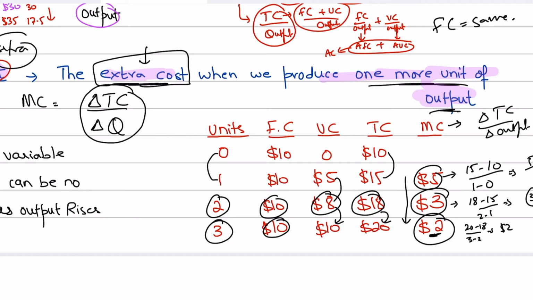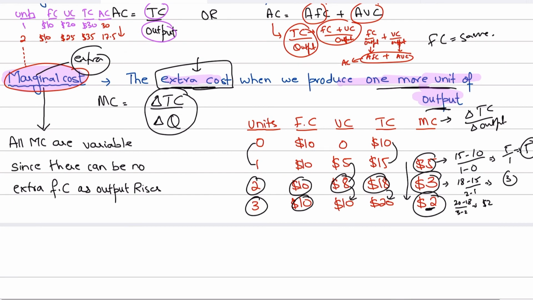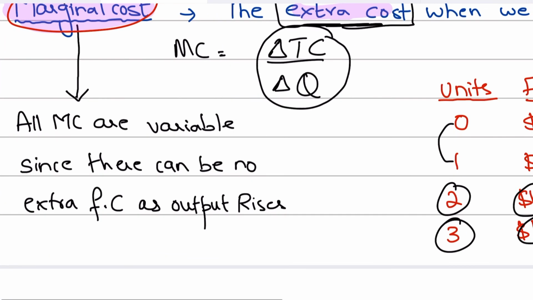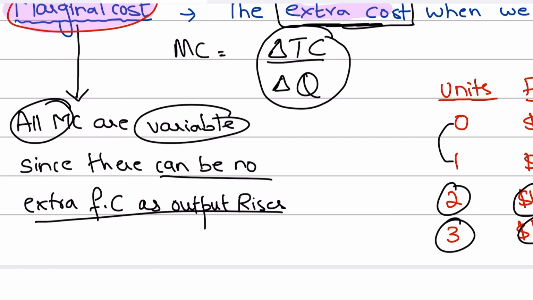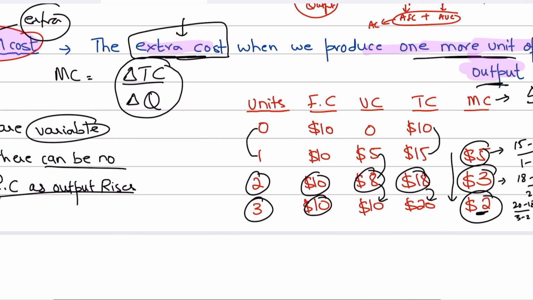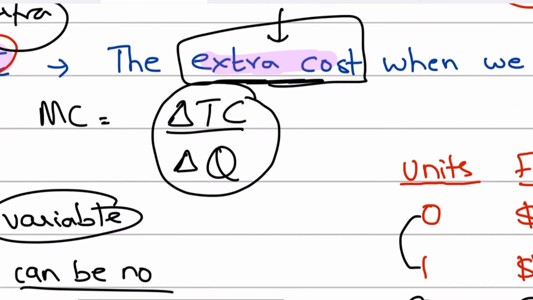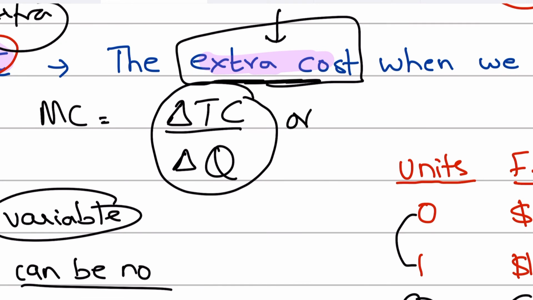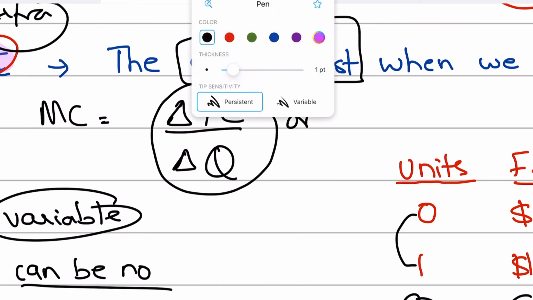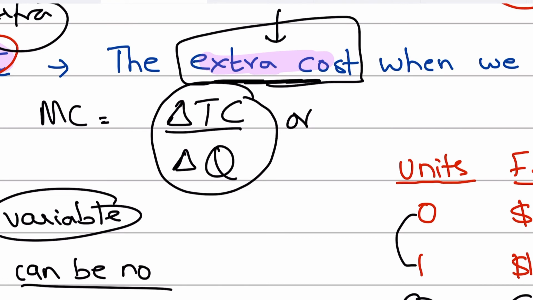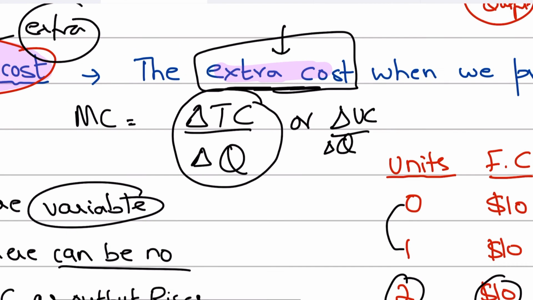So technically what's happening is that the marginal cost is equal to the variable cost, because the extra cost that the business will incur will be the variable cost. So that is why we say that all marginal costs are variable, since there can be no extra fixed cost as output rises. Another way of writing the marginal cost formula, instead of saying change in total cost, because the fixed cost will not change, is that what will change is the variable cost. So I could say it is the change in variable cost divided by the change in quantity. And you see the answer would be the same.